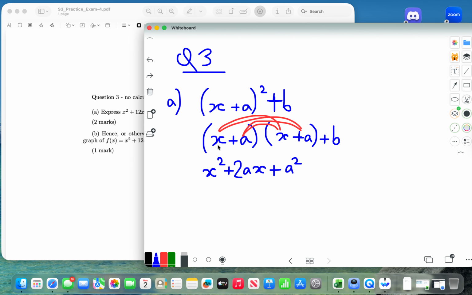Then a times a is a squared. So we are just multiplying the x on the left bracket by all of the terms individually on the right hand bracket, then adding up, then doing the same with the a on the left hand bracket. We then add on this b at the end.